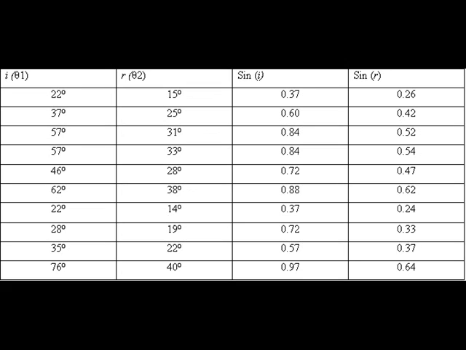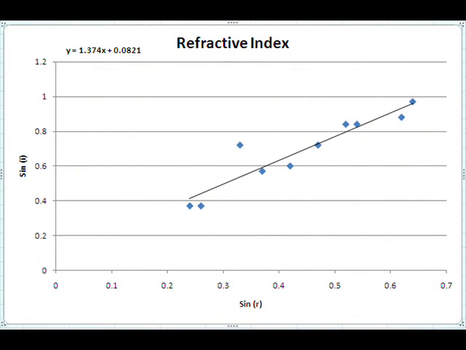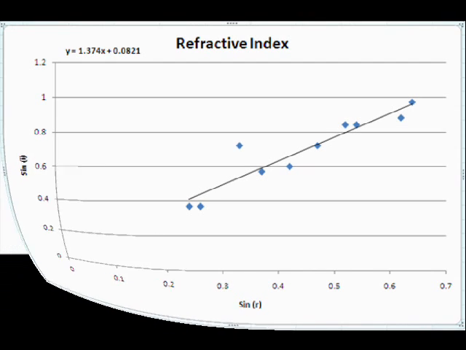Put all of your data in a neat table. These are our sine calculations from our experiment. Graph your data on Excel and add a line of best fit. Have your equations shown on the graph. Our slope is about 1.37, which is relatively close to the absolute refractive index for perspex, 1.456.